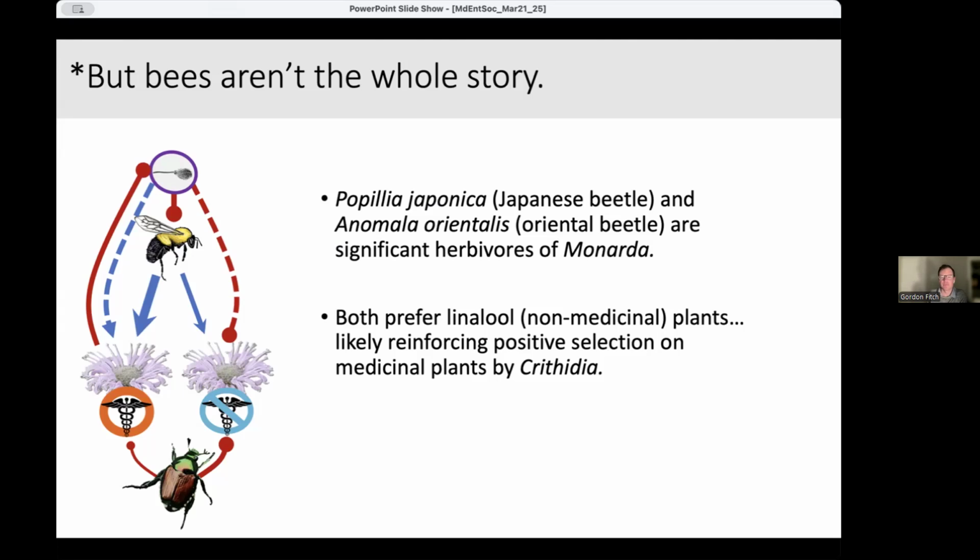And so in this case, it would seem like this would actually reinforce the positive selection on medicinal plants, which again is kind of consistent with the facts on the ground that these medicinal chemotypes are usually far more abundant than the non-medicinal ones. So that's sort of the story that I wanted to tell you about this.